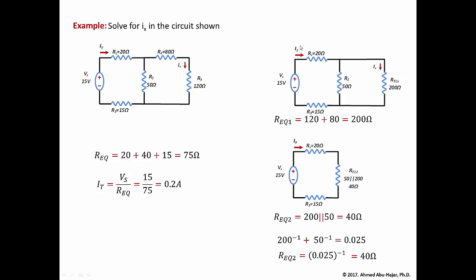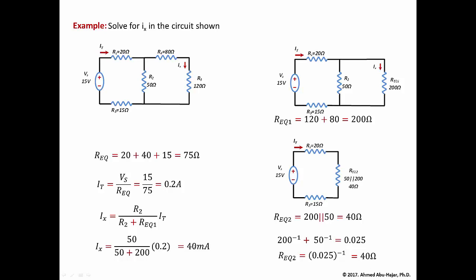So then we can say that Ix will equal R2 over R2 plus R equivalent times the total current. This is the current divider. It's the opposite resistor over the sum of the two resistors times the total current. So the opposite resistor is 50 ohms over 50 plus 200 times the total current, which is 0.2, and this will equal 40 milliamps.